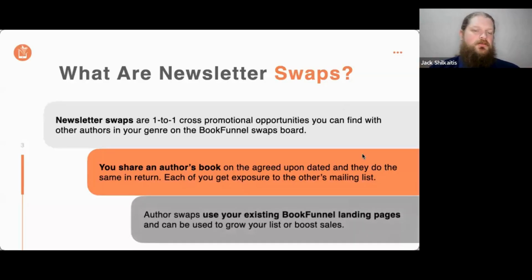Now, author swaps use your existing BookFunnel landing pages. For this reason, you could use an email collection page on BookFunnel. This would help you grow your mailing list, or you could use a BookFunnel sales landing page. This means that readers who participate in the swap, they click on it, and they're going to be able to go and purchase your book through the links that are on your BookFunnel sales landing page. So they can be used to grow your list or boost sales, both, right? And you can arrange these as you want, right?